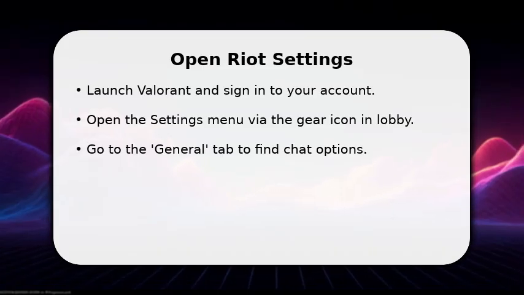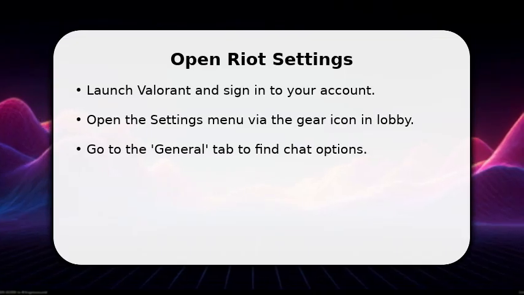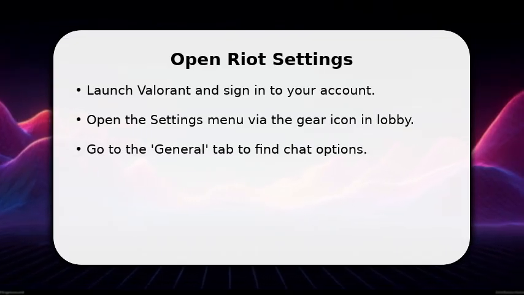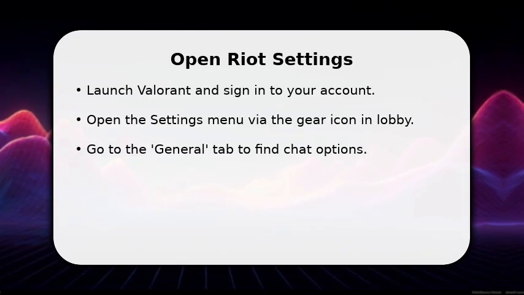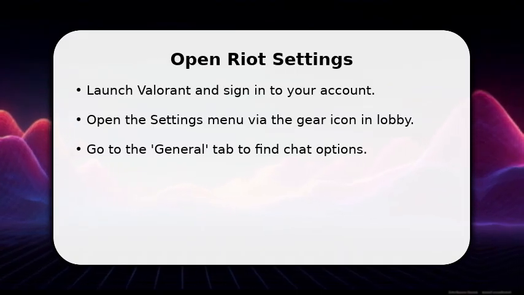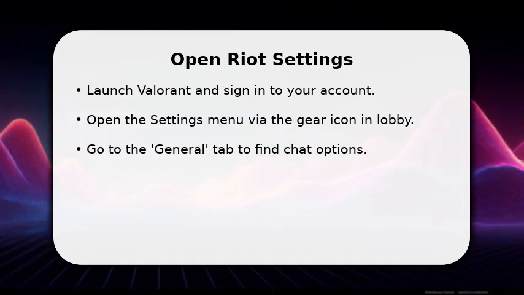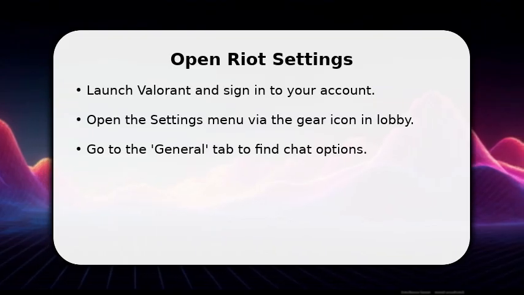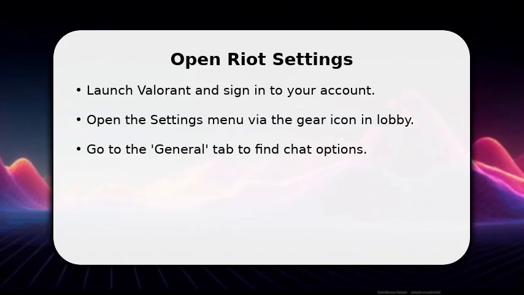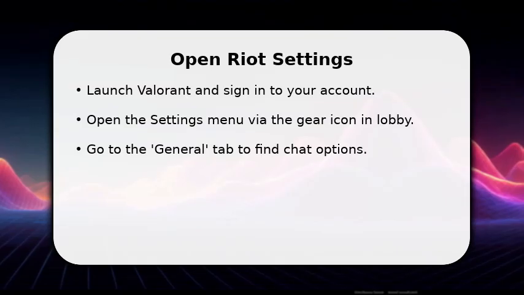You start inside Valorant's client, open the lobby and click the gear to access settings. Once done, choose the General tab because that contains chat and communication toggles. You want to locate voice and text chat controls immediately. This speeds the process and avoids hunting through submenus.